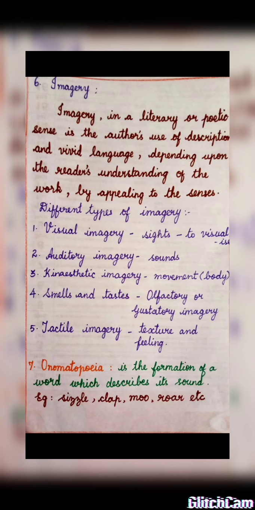The sixth poetic device which we are going to learn is imagery. Imagery, in a literary or poetic sense, is the author's use of description and vivid language. Vivid means very clear, bright language, deepening the reader's understanding of the work by appealing to the senses, all the senses of the human body. What are the different types of imagery? First one is visual imagery, which is related to sights, to visualization, which is all about our eyes. We see with our eyes, right?